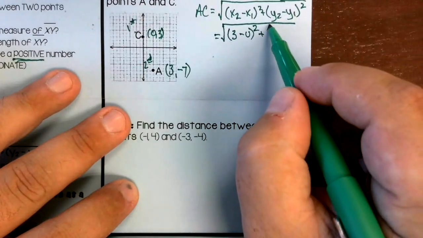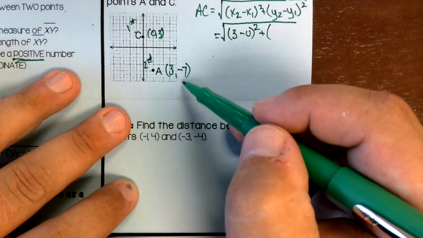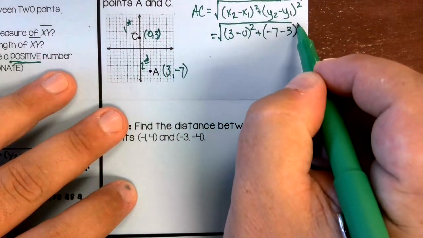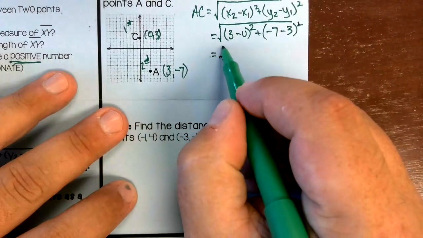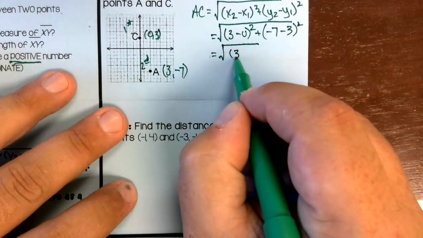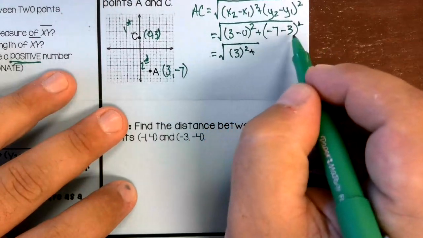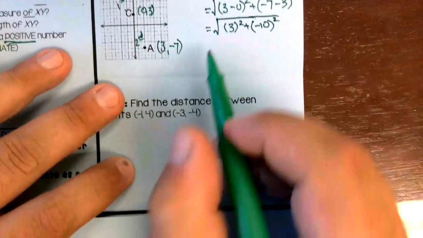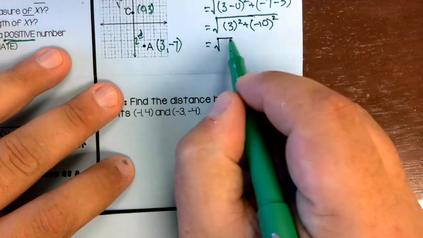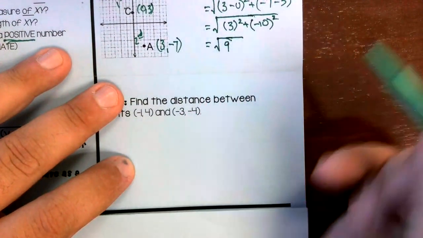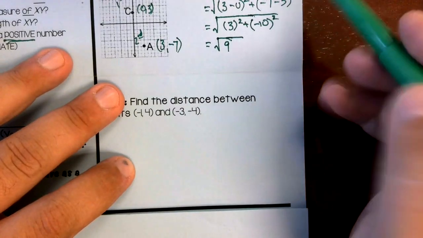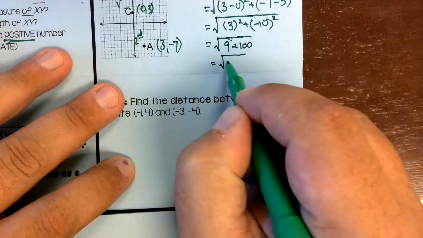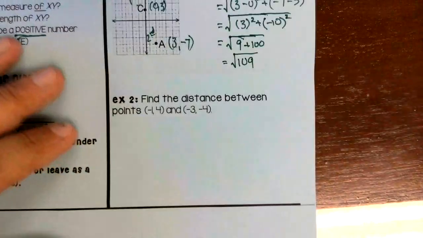squared, and then plus, and now I go with the y's. My second y is negative 7 minus my first one, 3, squared. Step by step, 3 minus 0 is 3 squared. And negative 7 minus negative 3 is negative 10 squared. Square those. It's going to be 9. 3 squared is 9. Remember, 3 squared just means 3 times 3. Negative 10 squared is 100. And that adds together to give me 109.